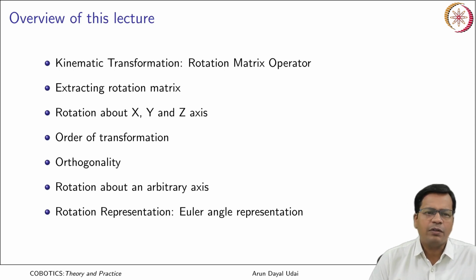What would be the effect of changing the order of transformation? We'll discuss what orthogonality is. We'll discuss rotation about an arbitrary axis, and finally we'll end up with Euler angle representation, which is a kind of rotation representation. So everything is about rotation in this lecture.